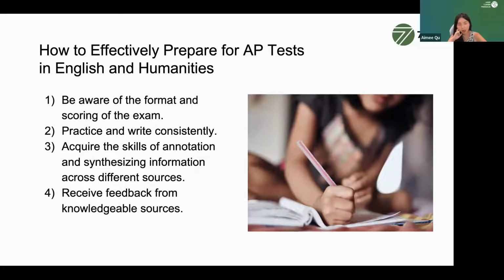For instance, for an APUSH DBQ, you not only need to know the content they are testing, such as what happened in 1776, or what the Kansas-Nebraska Compromise is. The DBQ asks you to analyze different events through different lenses, be it a sociological lens, a political lens, or an economic lens. And sometimes, before taking an advanced history course, students are not aware of how to think that way, or at least that type of contextualization.